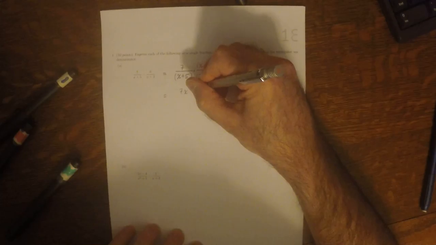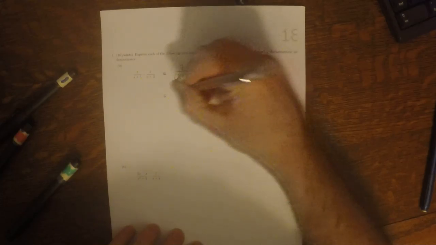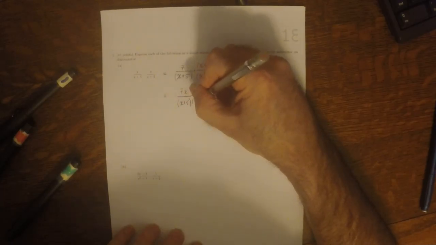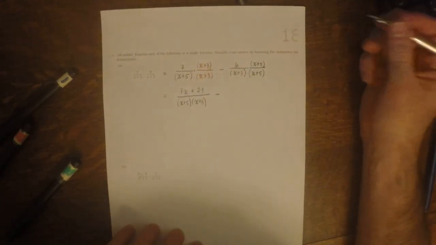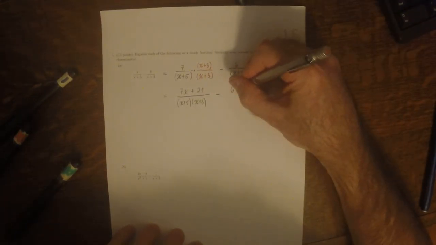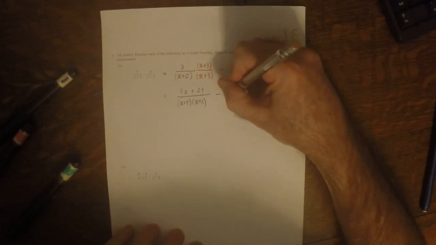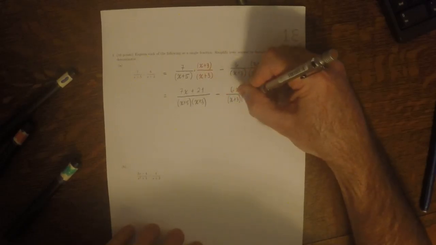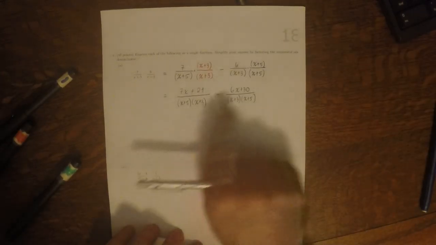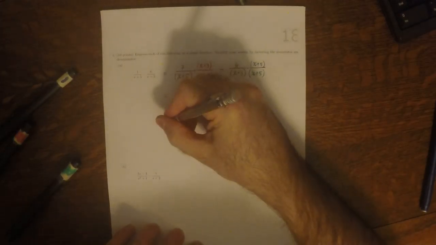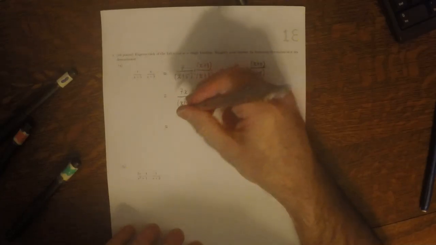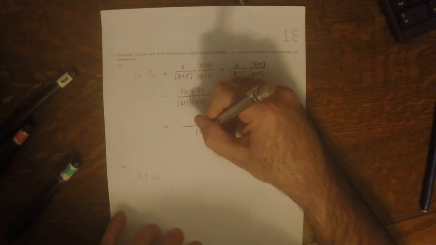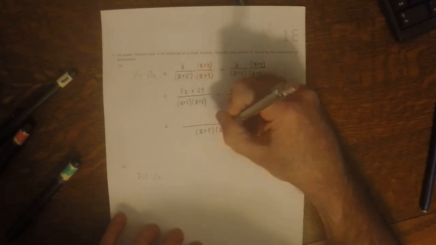But now these two have the same denominator, so we can proceed. So multiplying this out, this would be 7x plus 21 over x plus 5 times x plus 3, and then minus 6x plus 30, plus 3 times x plus 5. So now we can combine them into a single fraction.